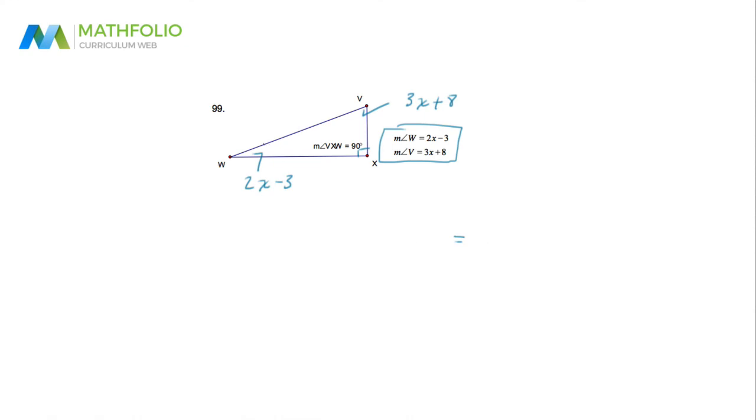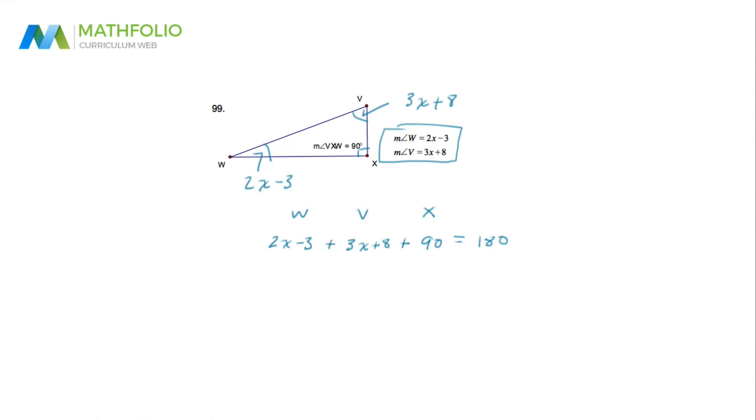One is just to know that this angle plus this angle, w and v, must equal 90, because this is a right triangle and this one equals 90. Or we could just do it slightly the long way, but these three angles must equal 180. So we have w, v, and x. Well, if w is 2x minus 3, v is 3x plus 8, and x is 90, when we add the three of them together, it gives us 180.